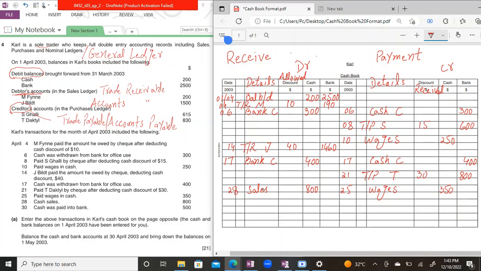And the last transaction is cash was paid into the bank 500. So cash was paid into the bank, it means that the cash is deposited into the bank. So cash is out. This is again a contra entry.